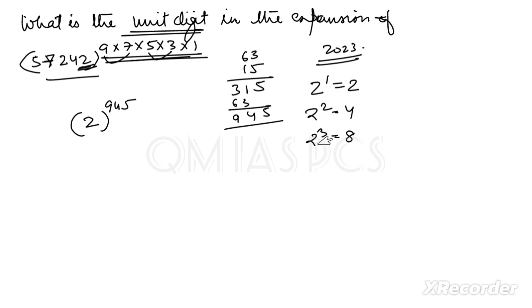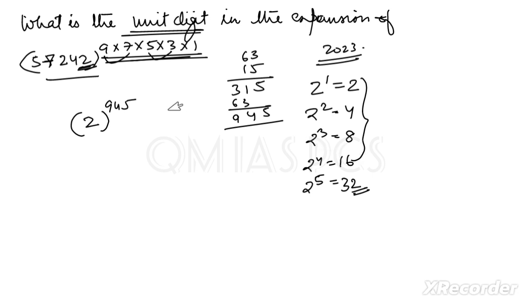2 power 3 is 8, not 6. Okay, I know you can write 6 here, but it's not 6, it's 8. 2 power 4 is equal to 16. 2 power 5 is equal to 32, sorry, 32. So now you can see that the unit digit is repeating after every 4.